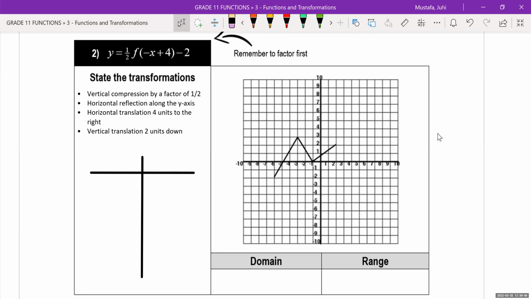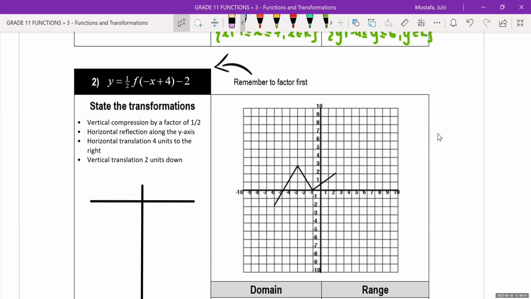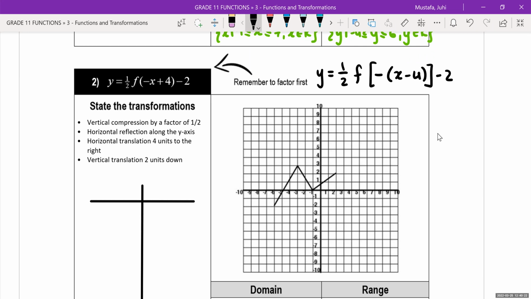Now, do you guys notice that inside of the bracket, we don't have a function where the x is with a number by itself. See how the x has a negative in front of it? We never want the x to have anything with it. If you do find a situation like that, you have to remember to factor out the negative. So when you do that, it's going to look like y is equal to a half f of, I factor out the negative, and I'm left with just x minus 4, minus 2.